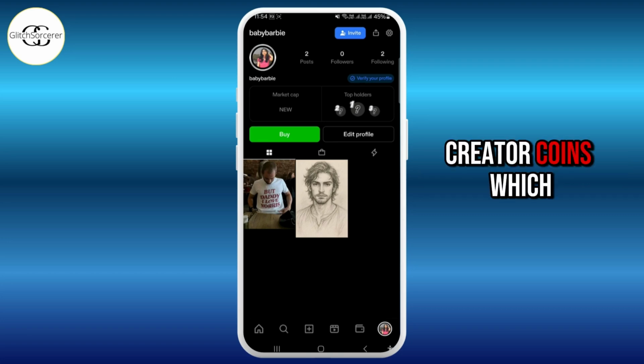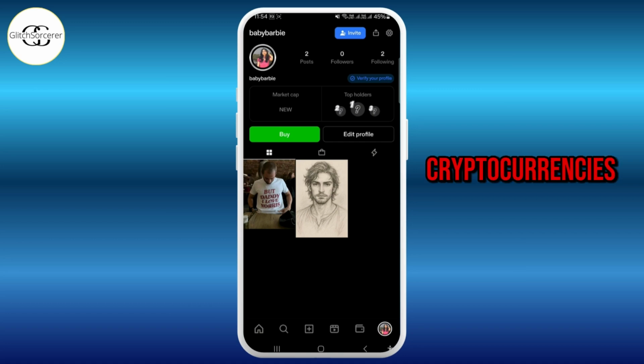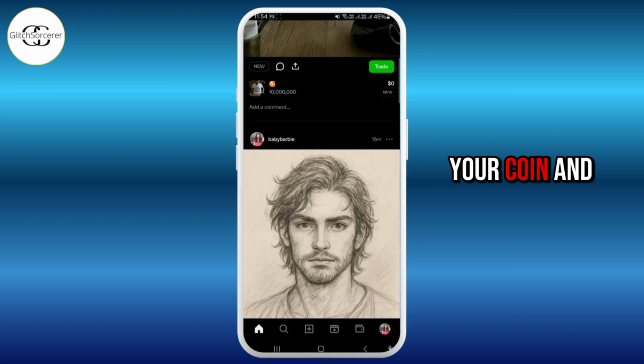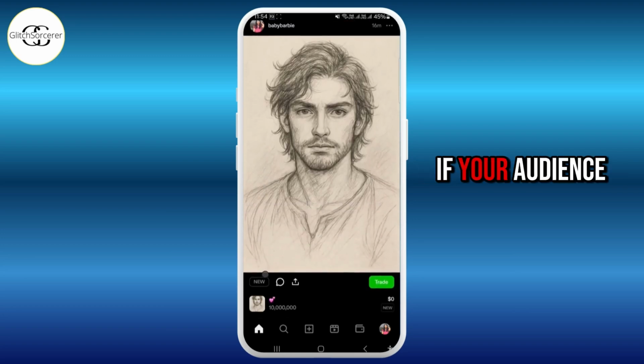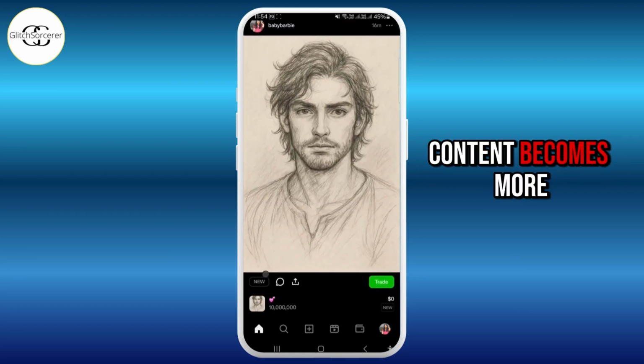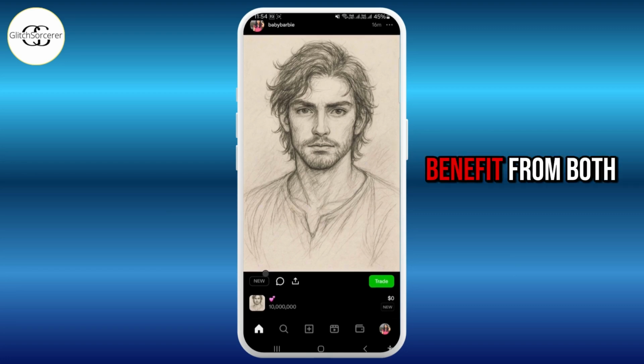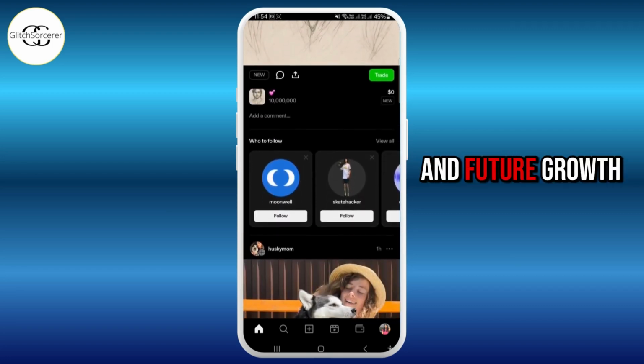Additionally, there are creator coins, which are like mini cryptocurrencies linked to your profile. Supporters can buy your coin and its value increases if your audience grows or your content becomes more popular. This means you benefit from both initial sales and future growth.